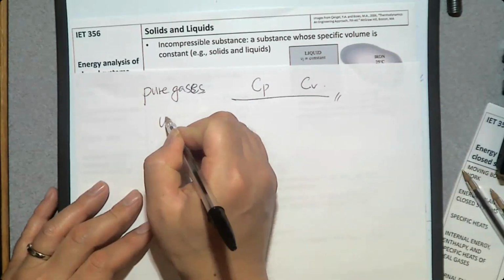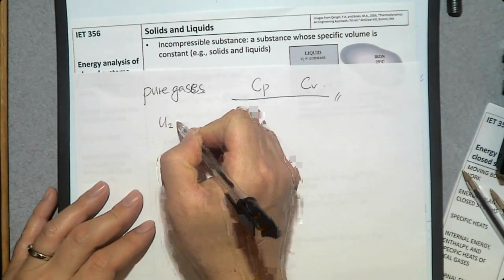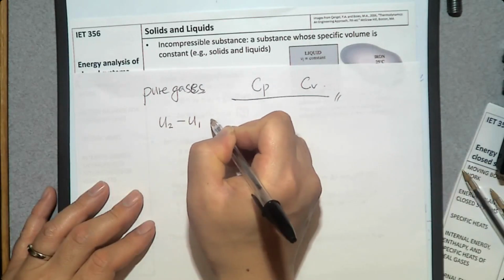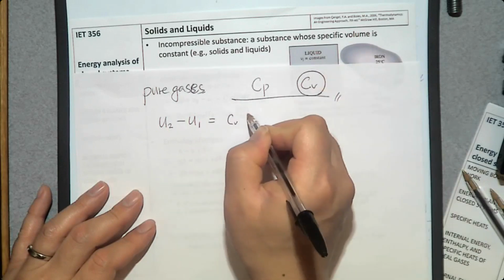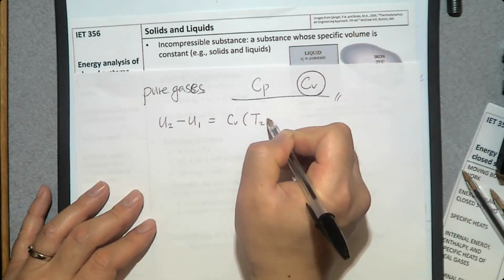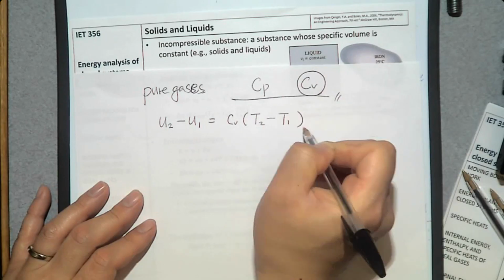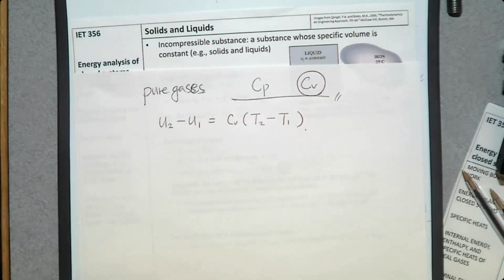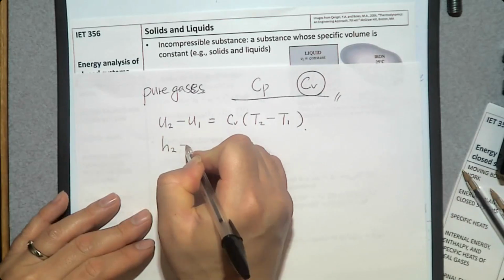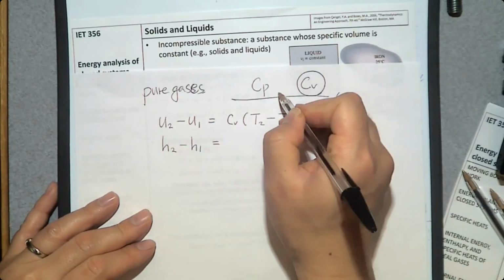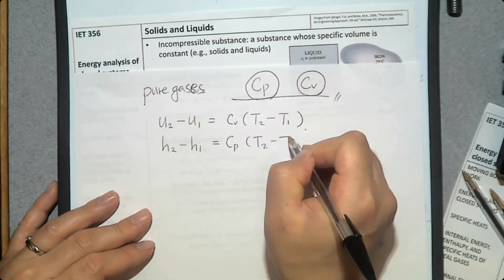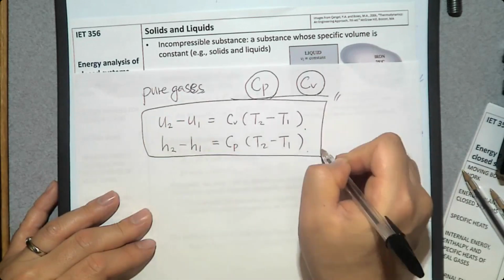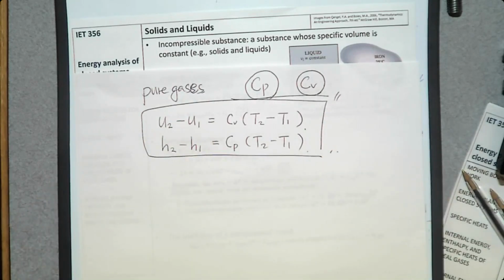So if you want to determine the change in specific internal energy, such as U2 minus U1, we can use specific heat Cv, T2 minus T1. If you want to determine the change in specific enthalpy, H2 minus H1, you can use specific heat Cp, T2 minus T1. So these are the two specific heat equations for pure gases.